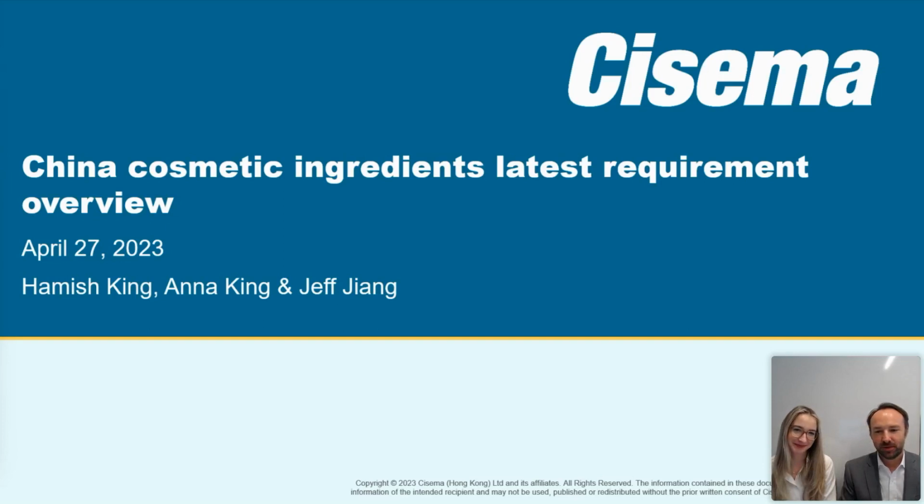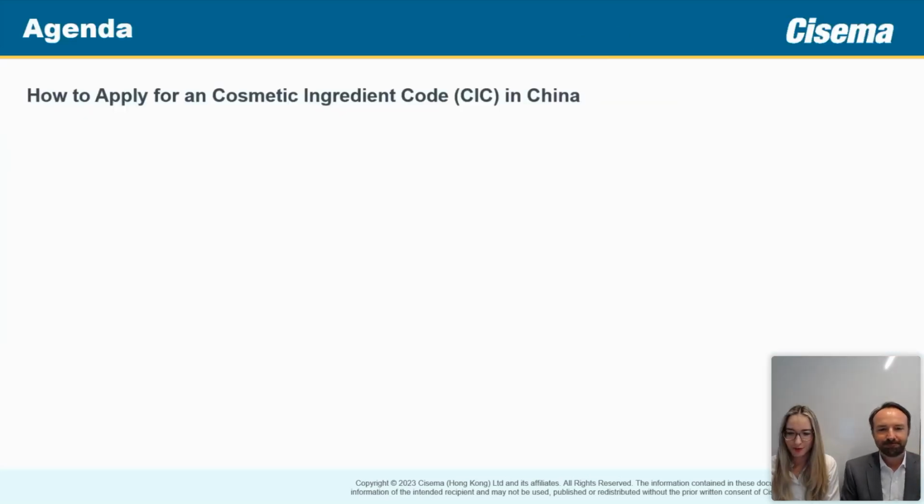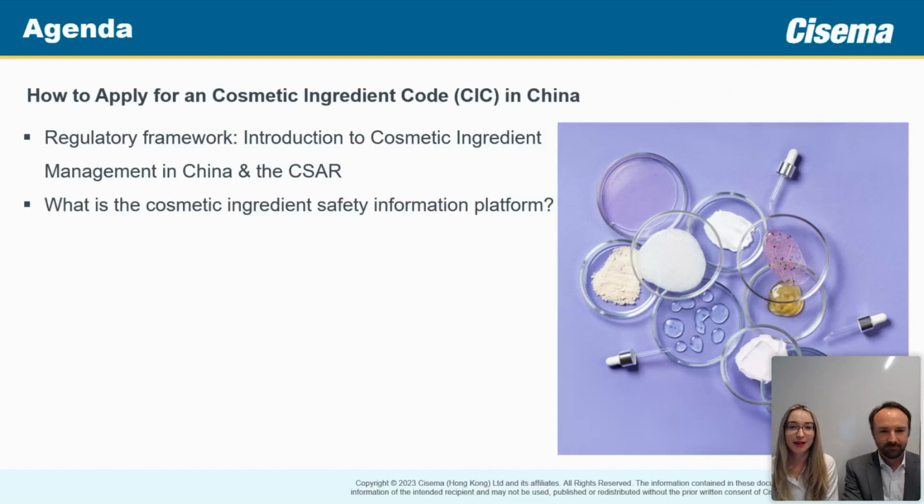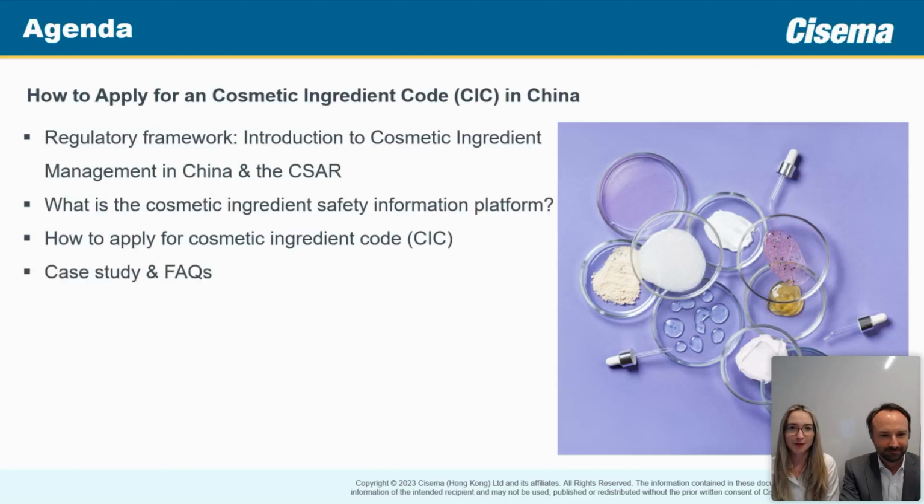And we're going to speak to you today for around 30 minutes about cosmetics ingredient code requirements for China. So today's agenda, the presentation will be about how to apply for a cosmetic ingredient code in China. We will start by introducing the regulatory framework and the regulatory body that is in charge of cosmetics ingredients in China. This will be followed by an explanation of what the cosmetic ingredient safety information platform is. We will also talk about how to actually apply for a cosmetic ingredient code, and we will also have a small case study and we'll answer any questions you might have.